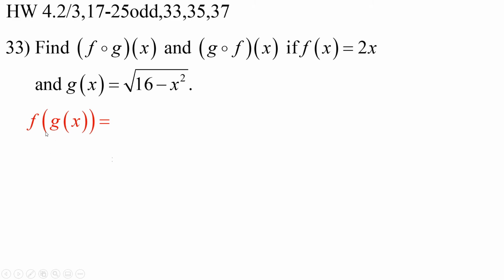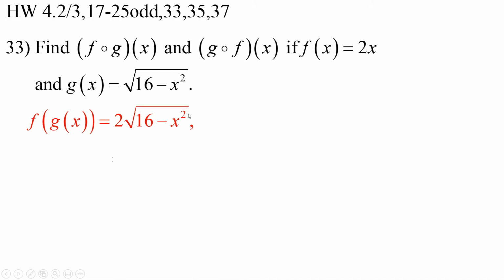F of g of x. Now, I usually go f of what here, but look at it, g of x is this radical function, so I'm going to start with that. And then I'm doing f of that radical function, which f is just 2 times x, so f of g of x would be 2 times this radical function. And there's my composite f of g of x.